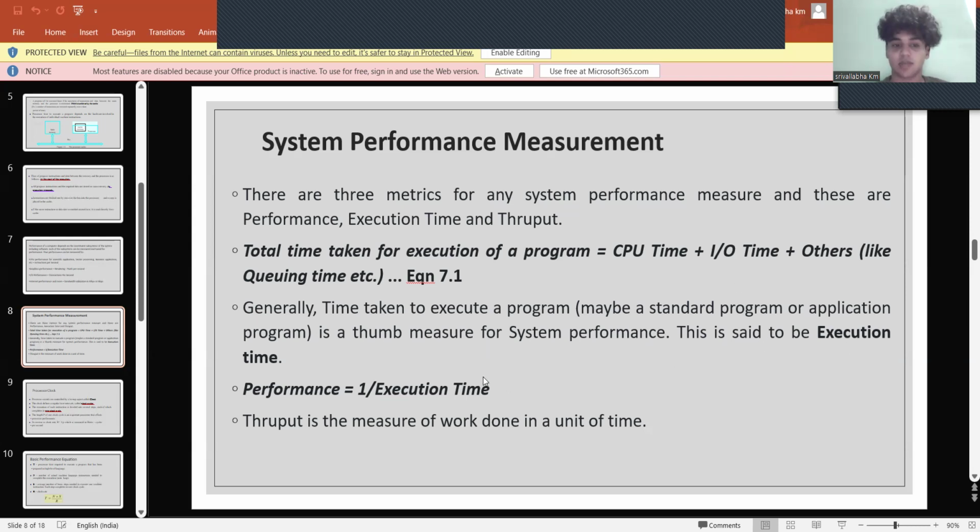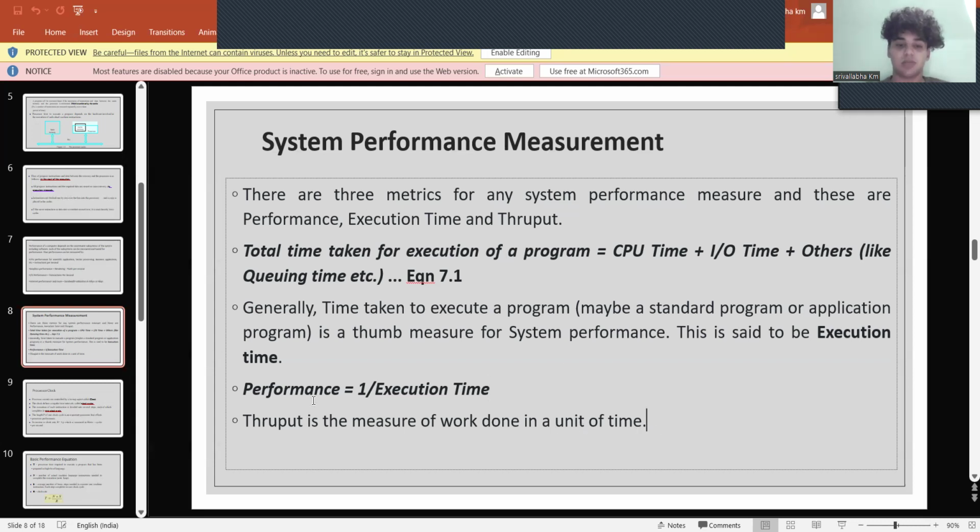This is called execution time. What is execution time? Time taken to execute a program is a measure for a system. Execution time means time taken to execute a program. This is an important formula: Performance is equal to 1 divided by execution time, or it can be made into execution time equal to 1 divided by performance.